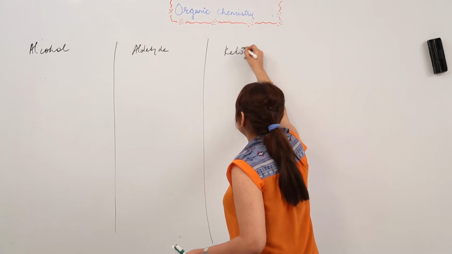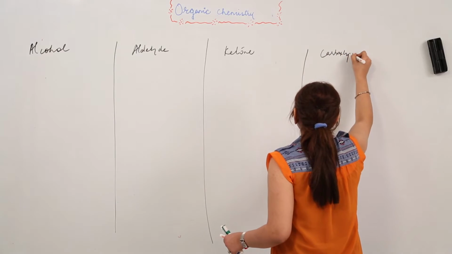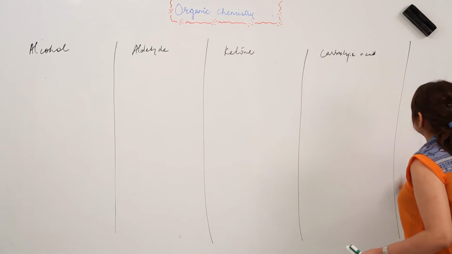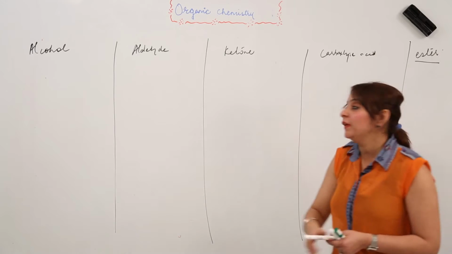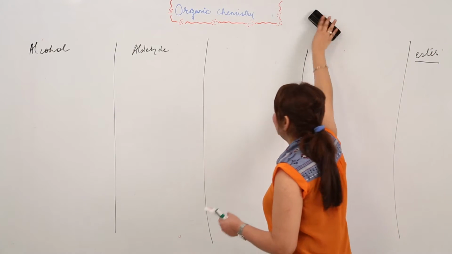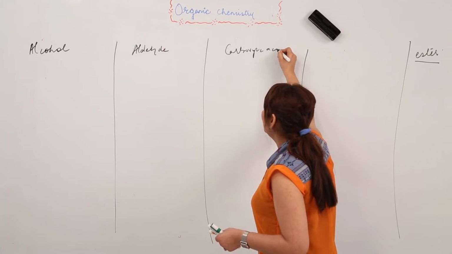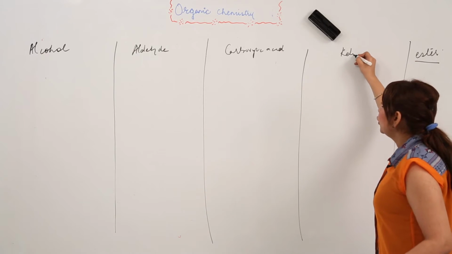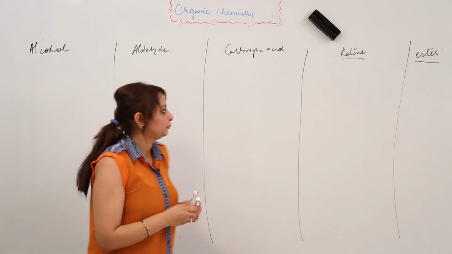So it is ketone, carboxylic acid, and this is ester. As I told you, there is a similarity between the aldehyde and the carboxylic acid. So I'm going to make carboxylic acid along with aldehyde so that you should know what is the similarity and what is the difference between them. Similarly, I'm going to draw the members of the ketone and ester together so that you can relate them.